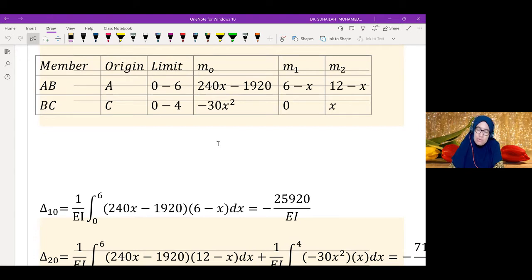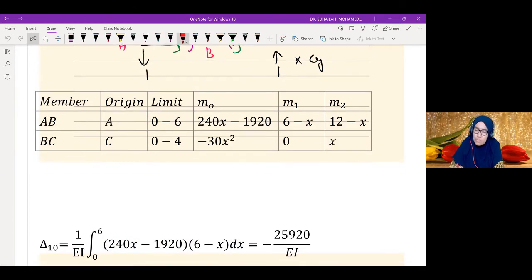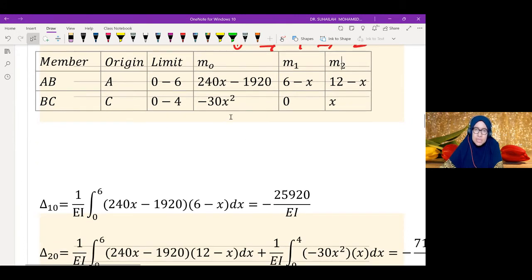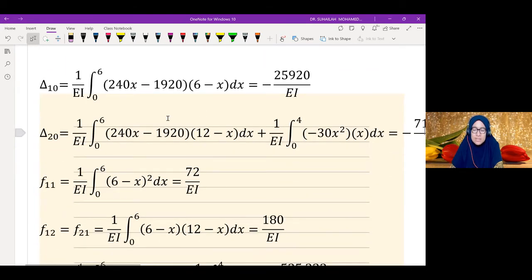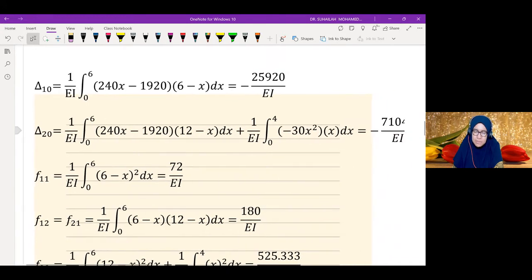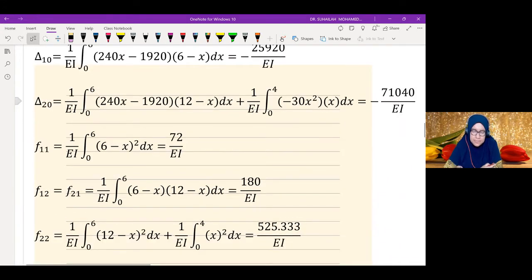So we just have to follow the flow. This is 1, go to 0, go to 1, go to 2. The 0 subscript is always the symbol for the primary system, 1 is for redundant 1 and 2 is for redundant 2. So we transfer all the moment equations into this table, and we determine all 6 displacements. And remember, F11 and F12 are the same, so we just need to calculate once.